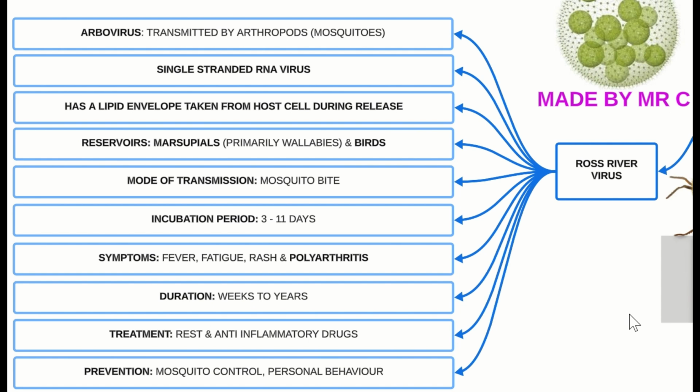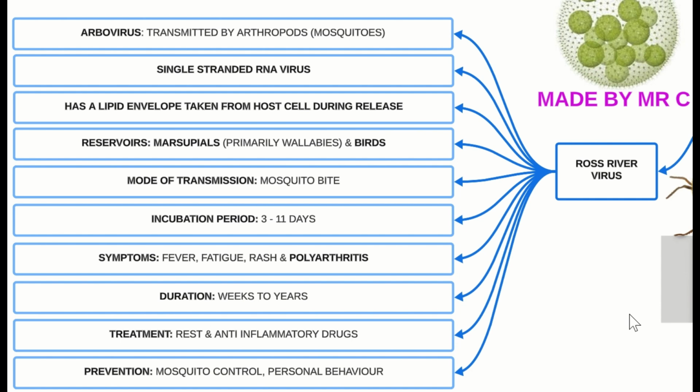Okay, the first virus we're going to look at is called the Ross River virus. It's an arbovirus. It's transmitted by arthropods, and in this case, mosquitoes. It's a single-stranded RNA virus. It has a lipid envelope taken from the last cell that it was in. The reservoirs are marsupials, primarily wallabies, and birds. The mode of transmission is a mosquito bite. The incubation period is between 3 to 11 days.